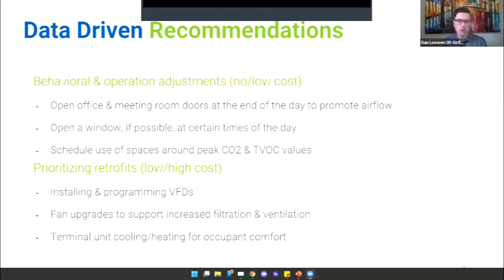But depending on pressure differentials or airflow, you may want to recommend installing or programming a variable frequency drive for the fans, for example. And having the data allows you to back up that justification and back up that retrofit, and allows you to prioritize them as well.